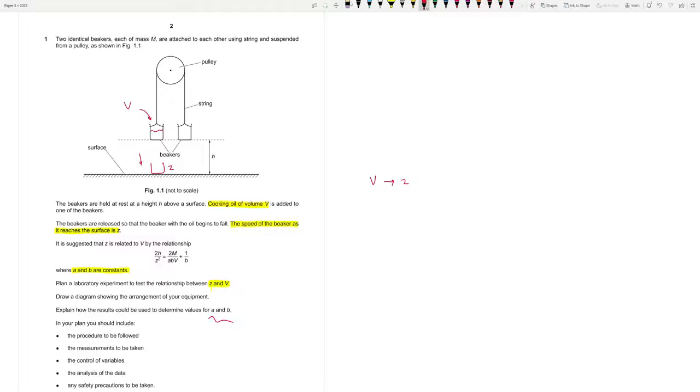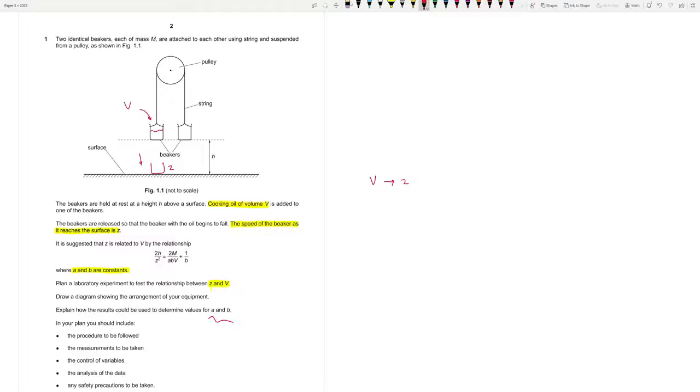Now let's talk about methods of data collection. How are we going to measure V and Z? So clearly, V can be measured using a measuring cylinder. If it was chemistry, you would have to use a burette or something, right? And to measure Z, since it's a fast moving object, we actually need to use light gates at the end of the, close to the ground. That is light gates connected to a timer or connected to a data logger to measure the speed.